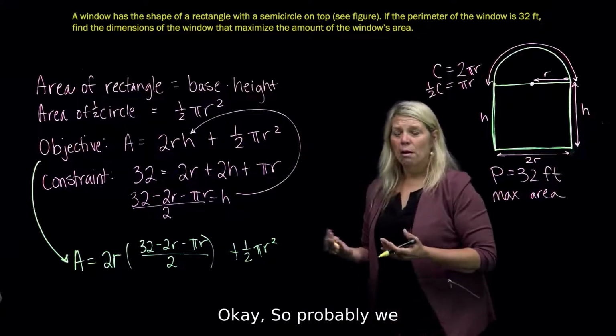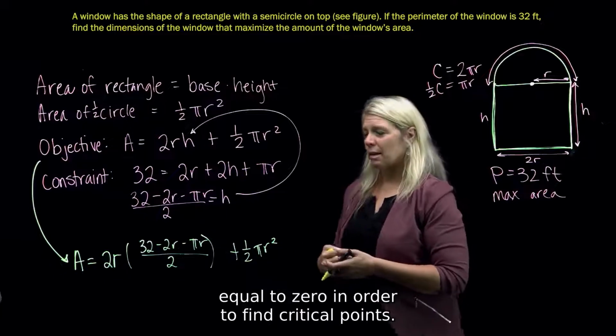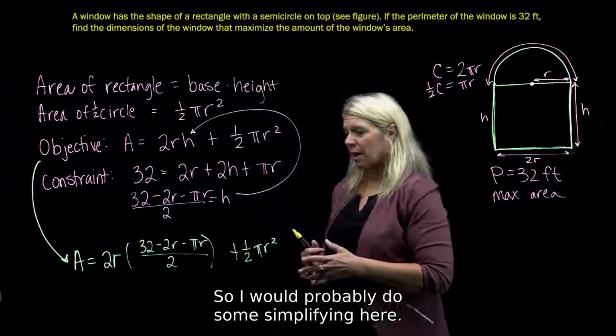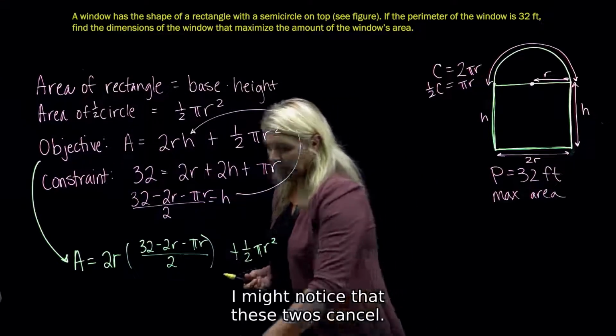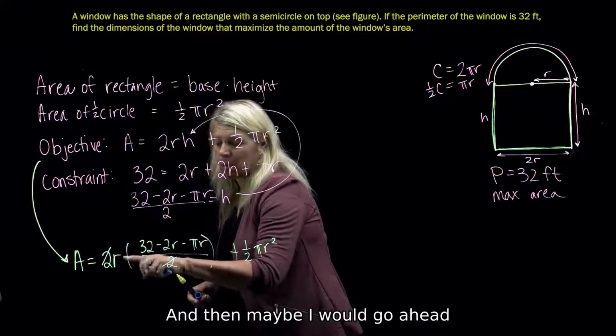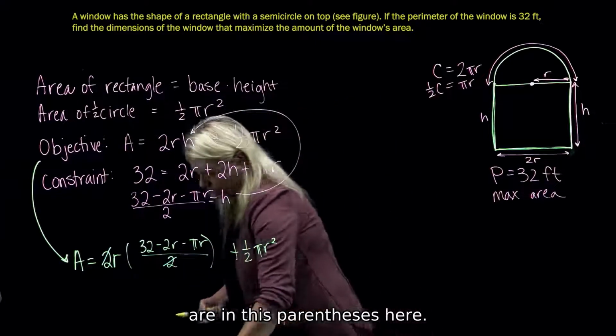Okay, so probably we want to do a little simplifying here. We're going to take a derivative and set it equal to 0 in order to find critical points. So I would probably do some simplifying here. If I were going to do this, I might notice that these 2's cancel, and then maybe I would go ahead and distribute through that r in this parentheses here.